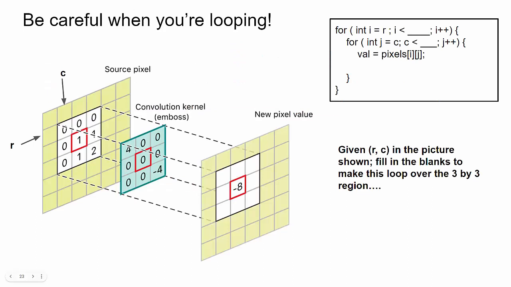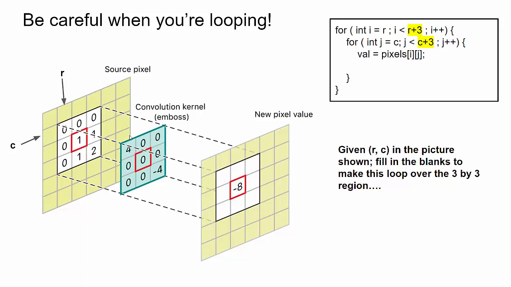As a last note, let's just think through the algorithm for a second. So if R and C are pointing here at this location, how would I loop through a 3x3 region with RC as the upper left? Think about what you'd fill in here. Hopefully, you said something like this: I is less than R plus 3, J is less than C plus 3. Pixels, I'm imagining, is my source image pixels.